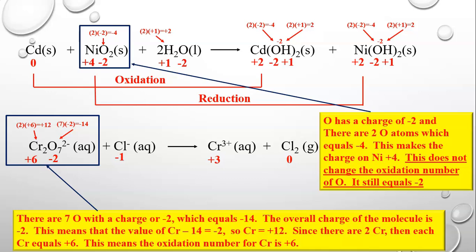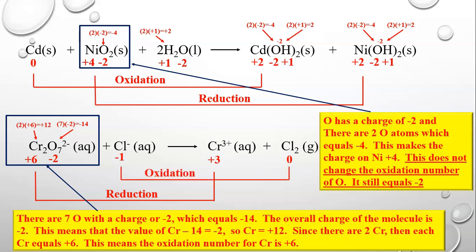So now we go ahead and figure out the oxidation and reduction. For chromium, it goes from positive 6 to positive 3. That's a reduction. And the chloride goes from negative 1 to 0. That's an increase, so that's an oxidation. And that's how you do these. Most of them are pretty straightforward. Some of them can be a little tricky until you get used to them.